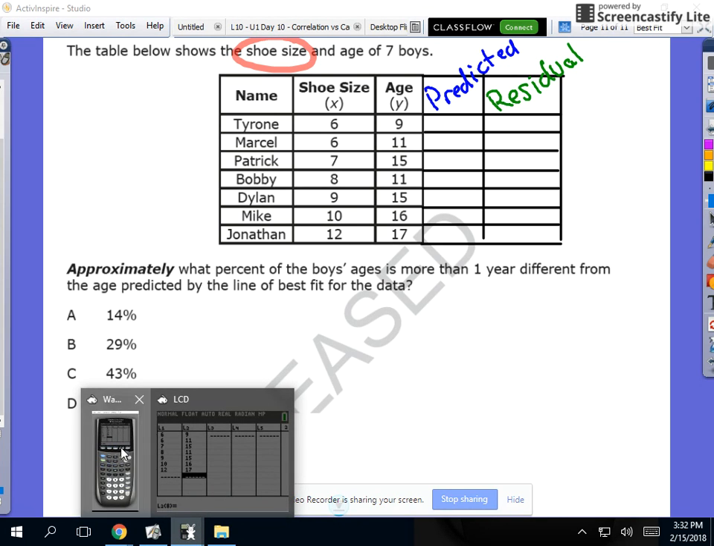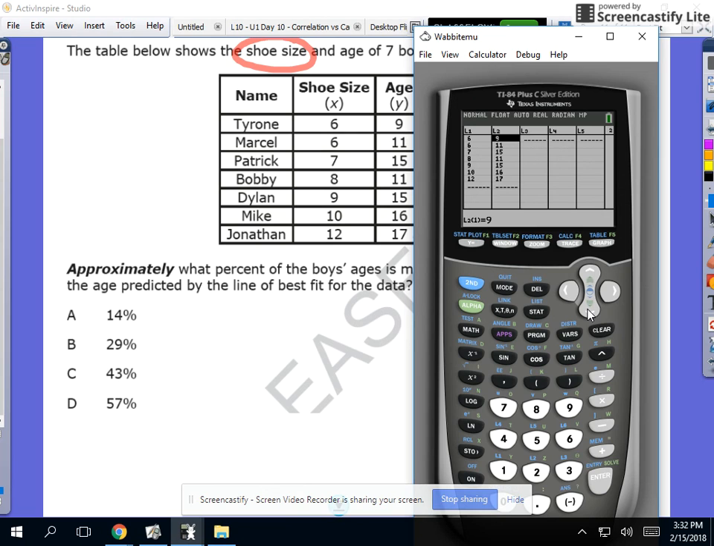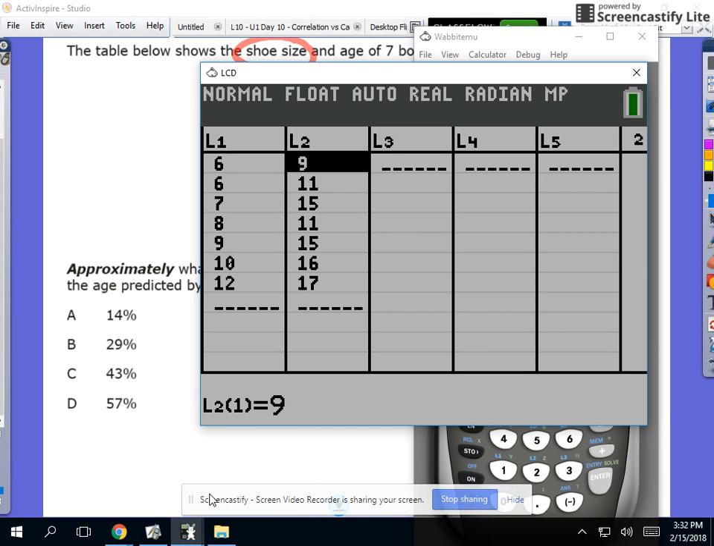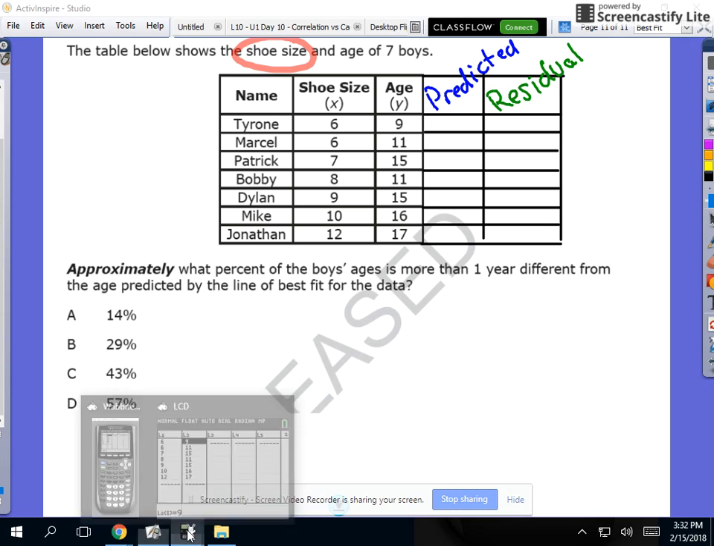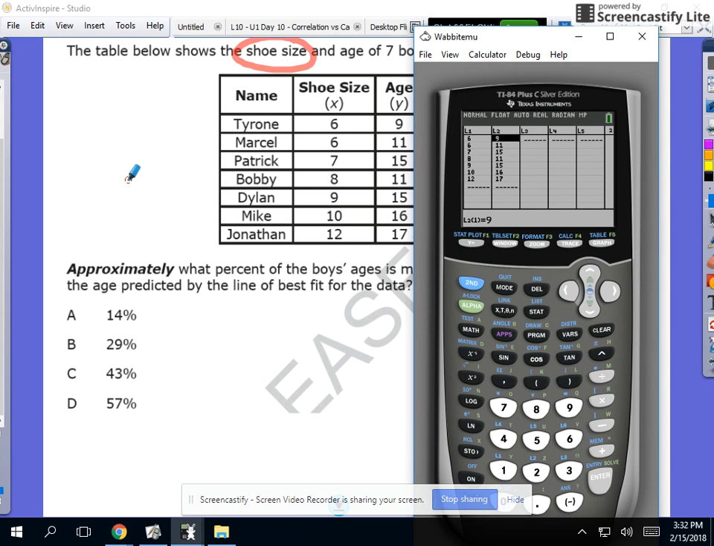We need our line of best fit. I've already gone ahead and typed in my data from the question. Once I've got my data typed in, I need to find my line of best fit. So I'm going to press Stat, go over to Calc and down to line 4. We're getting good at this by now, I hope. Hit Enter, Calculate, and here we are. My line of best fit in this case is 1.126, yada, yada, yada, and my B value is 4.097.